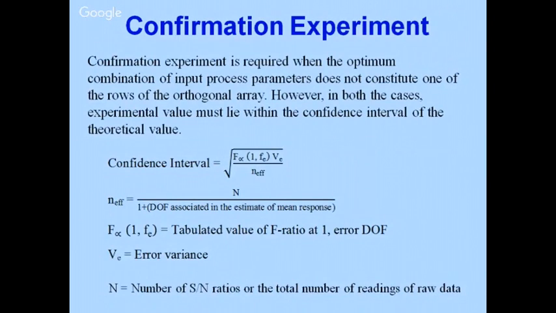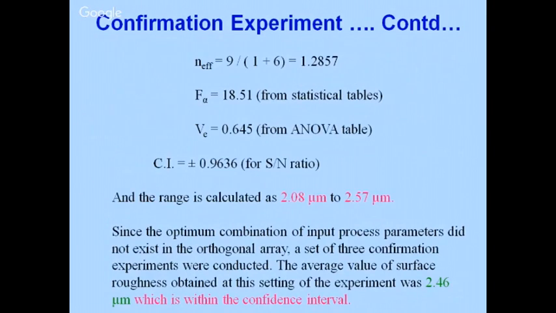F alpha is the tabulated value of F ratio at 1 and error degrees of freedom. VE is the error variance that will come from the ANOVA table. Let me explain the concept. We will go to the ANOVA table. So using this, I calculated the confidence interval, which came out to be plus minus 0.9636. That means minus 0.9636 to plus 0.9636 around the optimum value.